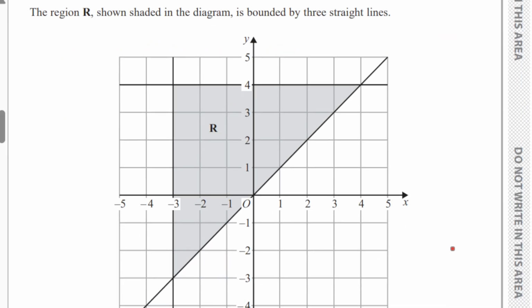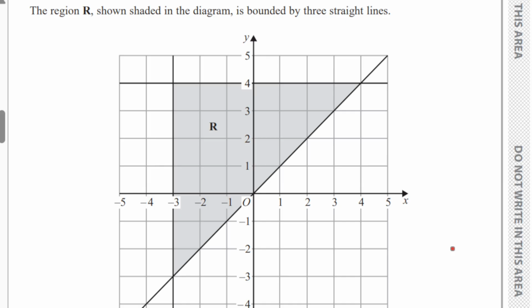The second part says, the region R shown shaded in the diagram is bounded by 3 straight lines. And they just want you to write the equations of these lines. Now, always start with the horizontal or the vertical line. For example, this line crosses y equals 4, right? Now, is it shaded above or below the line? It's below the line, so it's less than.